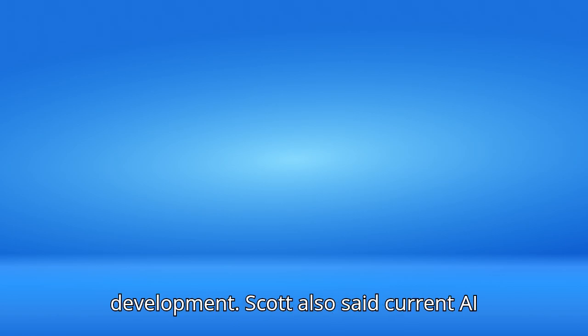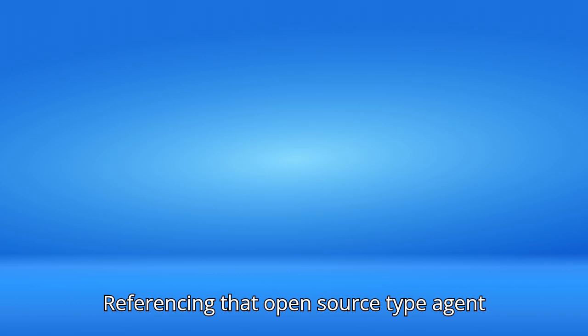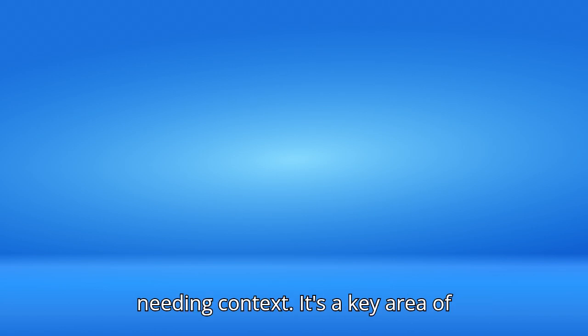Scott also said current AI models have capability overhang. They can do more than we're asking. A call to action, urging developers to be more ambitious, push the boundaries. And he stressed the importance of agent memory, referencing that open source type agent system. Yeah, effective memory is crucial for agents to learn, handle complex tasks needing context. It's a key area of research.